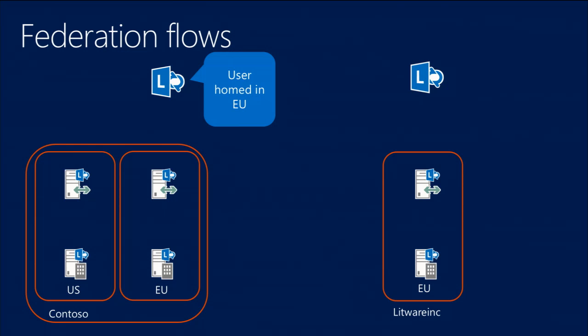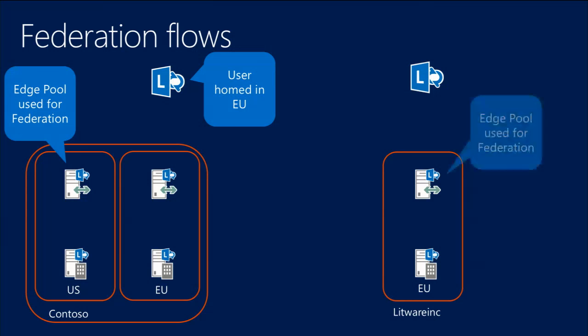So again, here we go. We have a US data center. We have an EU data center. Our friends in Contoso. There's my guy that's homed in Europe. We have our federated organization of Litware on the right side, right? They happen to be in Europe as well. We've gone in and configured the US pool to be the pool that we use for federation. Right, maybe that was the first pool that we deployed, and we said, yep, that's the guy we're going to use for federation.